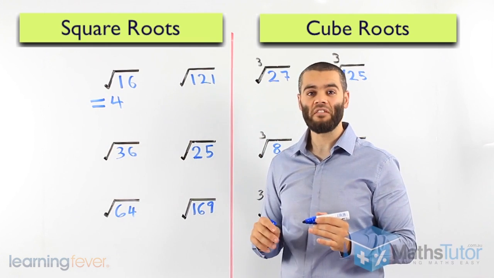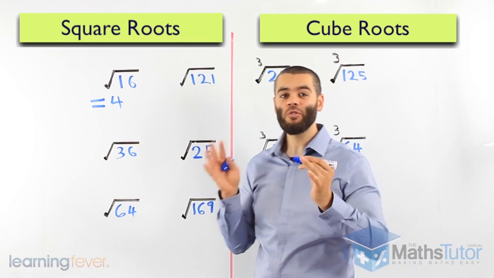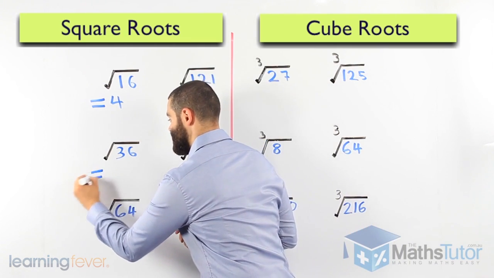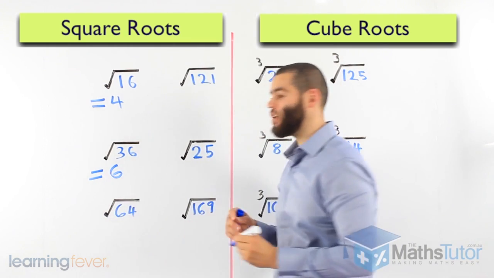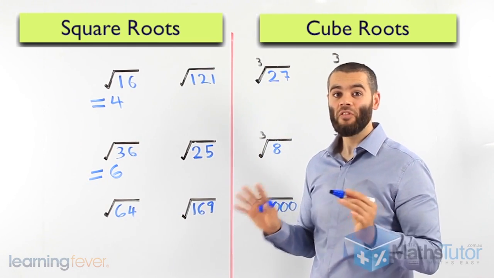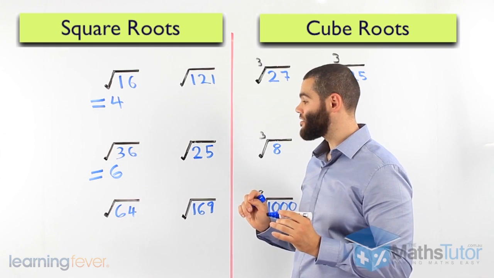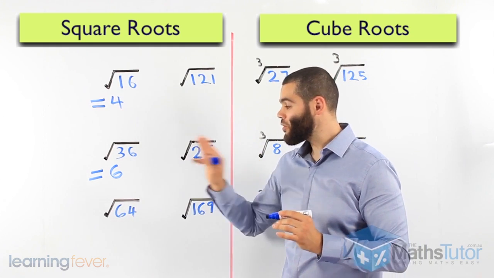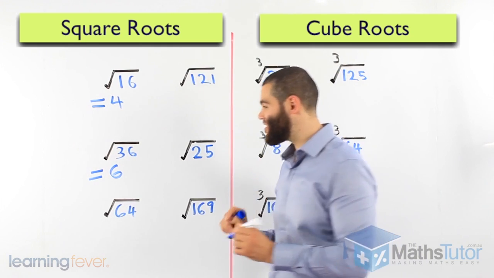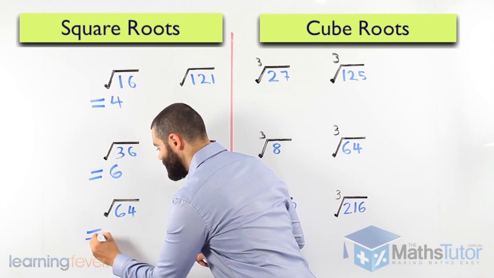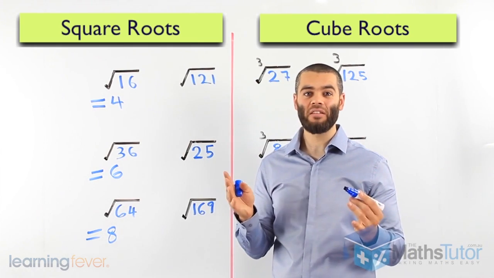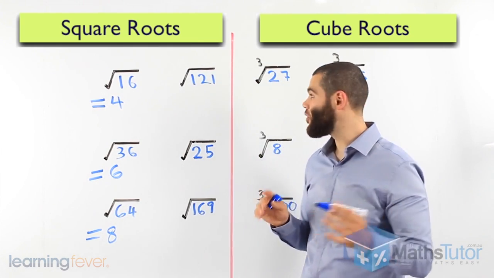The square root of 36. What number multiplies itself to get 36? And we should know it is 6. 6 times 6 makes 36. The square root of 64. What number multiplies itself to get 64? 8. 8 times 8 is 64.